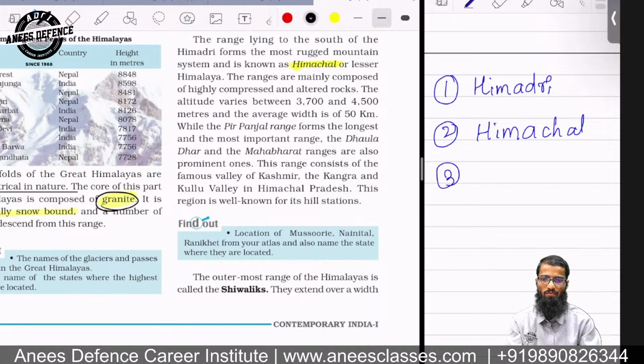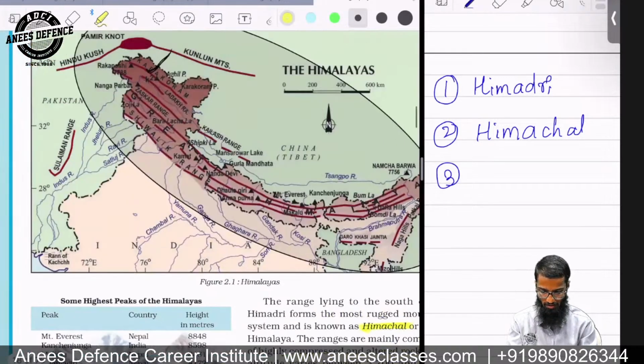This range consists of the famous valley of Kashmir, the Kangra and Kulu valley in Himachal Pradesh. This region is well known for hill stations. So we have hill stations here. The Kulu valley and Kangra valley is also in Himachal Pradesh and Himalayas. Pir Panjal is also Himalayan.